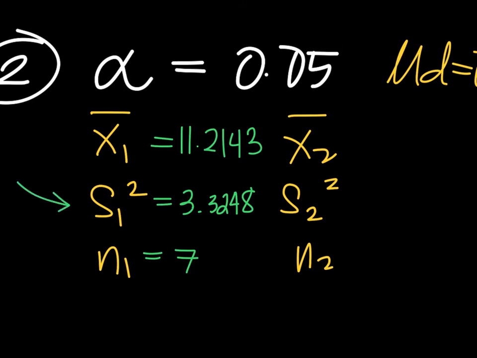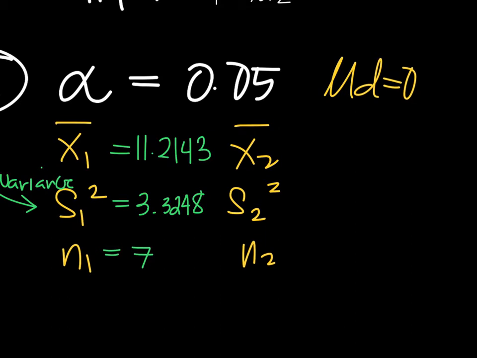So I have s1 squared. This is the variance, already the square of the sample standard deviation, and what I obtain is 3.3248. The sample size 1 is equal to 7 because we have 7 values for the data. My approach in calculating these values is that I first work on the first group and calculate all the needed values. Once I'm done with the first group, I erase all the data in my table and input the data of the second group, which is the group under the traditional approach.